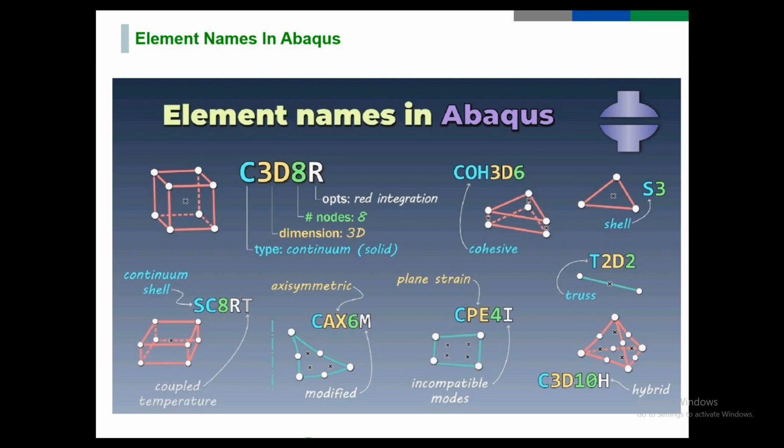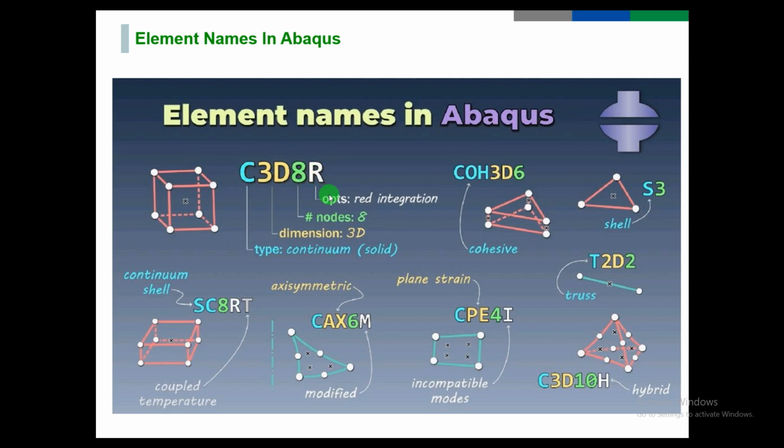As you know, in Abaqus, the element names are very smart. They are self-explanatory, and I love this kind of name. It gives you a clear idea of the element's main features just from its name. Let's break it down, like this element name.